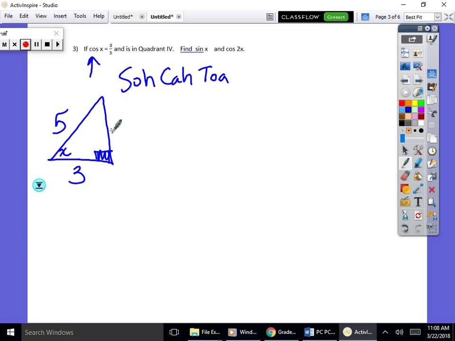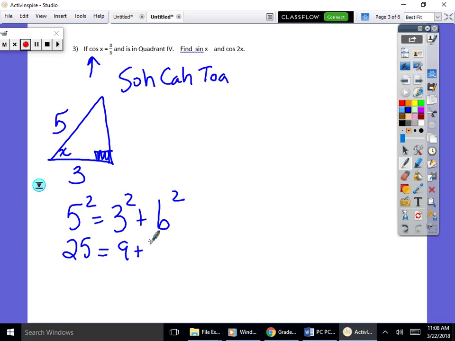What would I use? You guys know this. Pythagorean theorem. So 5 squared equals 3 squared plus b squared. 25 equals 9 plus b squared. 16 equals b squared. b equals what? 4, okay? I only take the positive because I'm measuring distance, and distance has to be positive. Cool? Everyone with me? Okay, now you have everything you need to know.